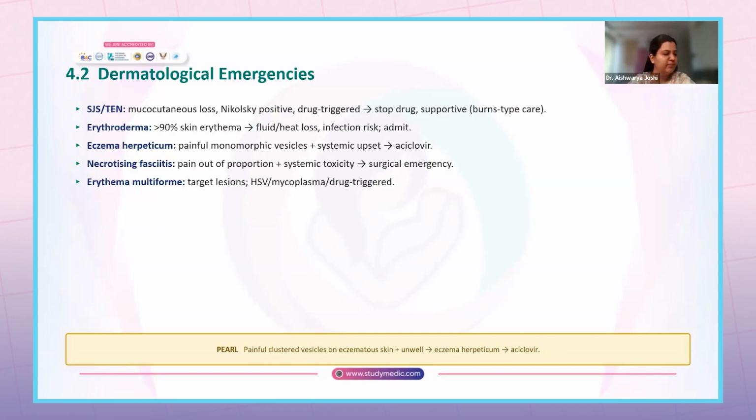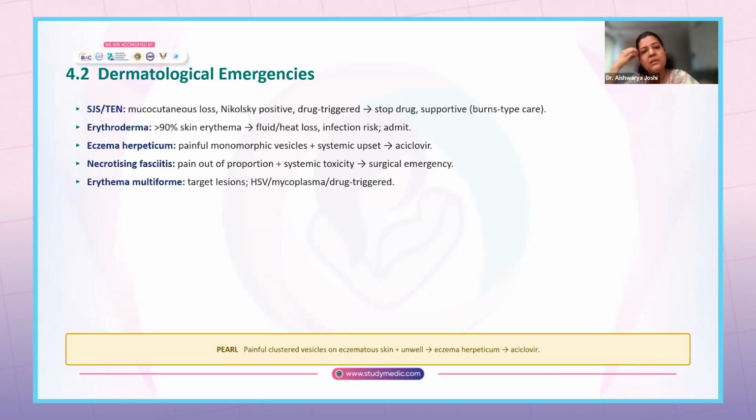Dermatological emergencies. SJS and TEN: there is mucocutaneous loss, so it could involve the skin as well as all kinds of mucous membrane. Nikolsky sign will be positive and it is triggered by the drug. So you stop the drug and give supportive care. Erythroderma: if more than 90% of the skin is red, then it is an emergency. You treat with fluid. There is a risk of infection and antibiotics are required.